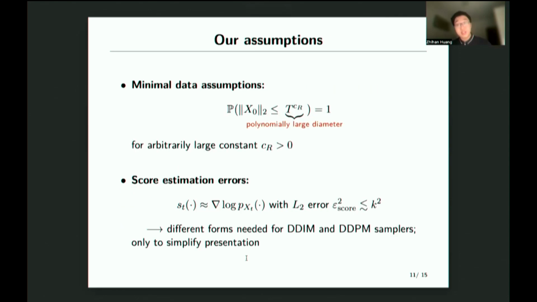Beyond this, the only assumption we need on the data distribution is that it is almost surely bounded by some polynomially large diameter, for an arbitrarily large constant C_R larger than 0. Also, since we do score estimation in the forward process, we assume the score estimation has L2 error smaller than epsilon over k squared. In our paper, we actually use different forms to characterize the score estimation error, and here we only use L2 error to simplify the presentation.